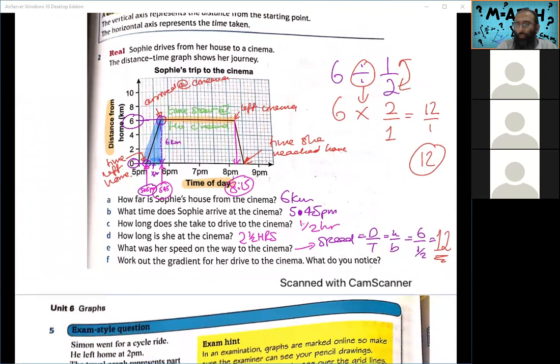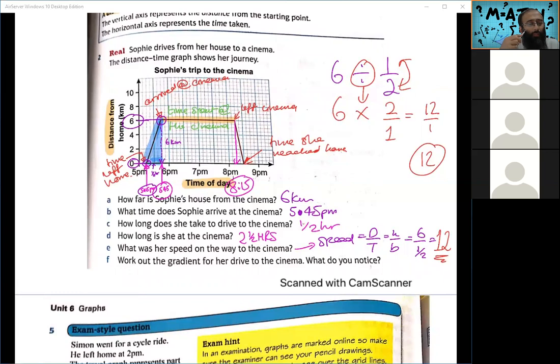Let's get back to, I think Layla was doing the question with us. Okay, Layla, question F, please. I'll switch your audio back on. Work out the gradient for her drive to the cinema. Now it says work out the gradient. I think we've already worked out the gradient because we worked out the speed on the way to the cinema. If she's doing 6 kilometers in half an hour, she's doing 12 kilometers an hour.